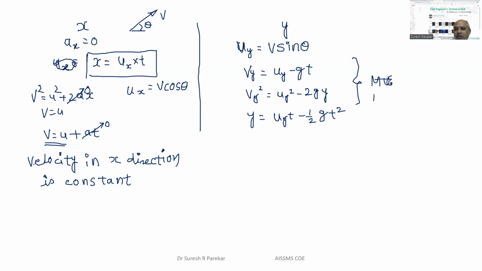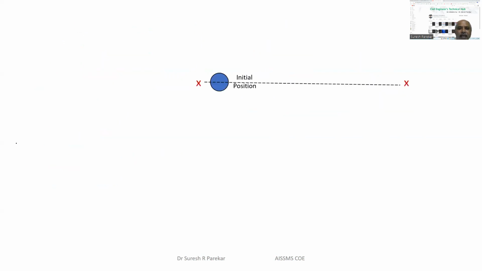So we have to use the same concept related with motion under gravity for y direction, and for x direction, ax is 0. So you make the given data into two parts clearly, one for x and another for y, and then you can solve the problem very easily. Now the concept we have seen.